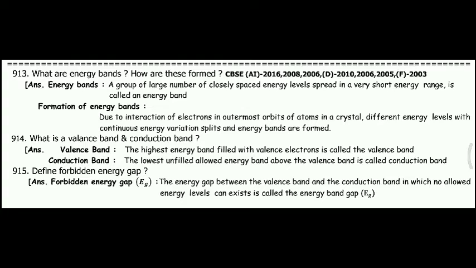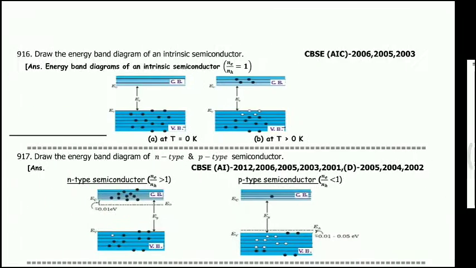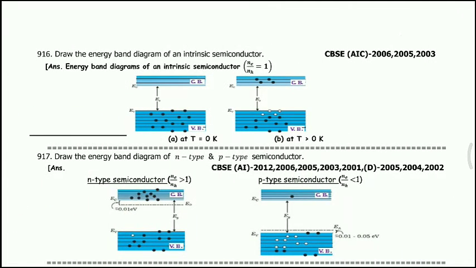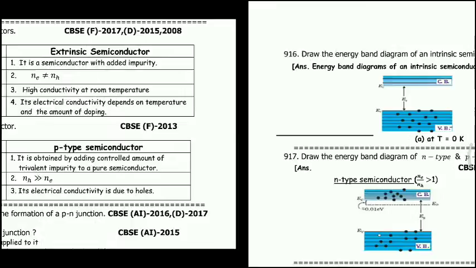What are energy bands? How are these formed? Okay, so energy bands and how they are formed. Next, what is the valence band and what is the conduction band? Yes, the highest energy band filled with valence electrons is called valence band. Like that, define forbidden energy gap. See here, draw the energy band diagram in intrinsic semiconductors. Next, p-type and n-type semiconductors.